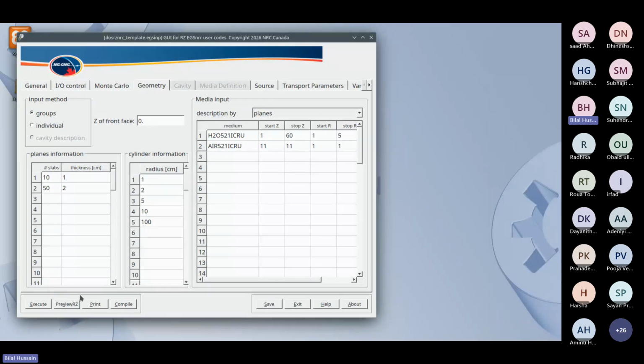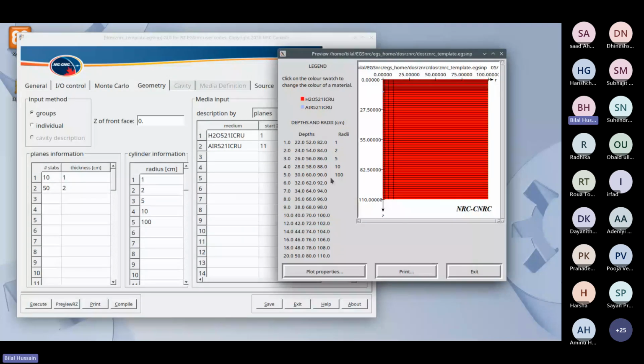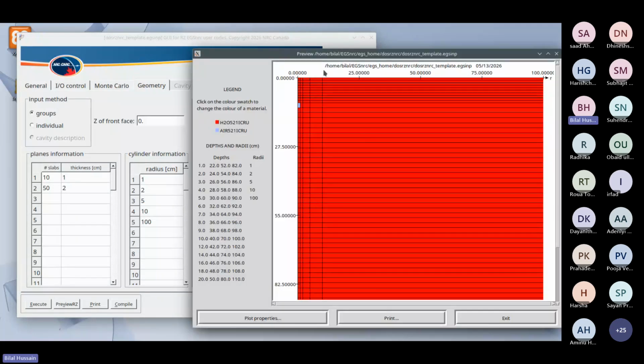Here we have another program called preview RZ, a separate GUI in EGSnrc which is used to visualize the geometry. I'll show it at a higher resolution so that it will be easy. I have magnified it. Just imagine that this is a cross section of the cylinders. The horizontal ones are slabs, and the vertical ones are the circular cylinder.